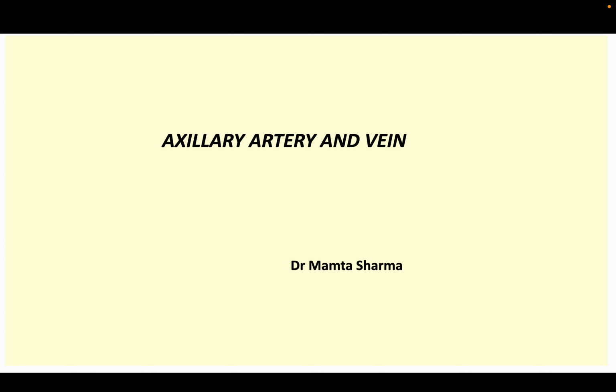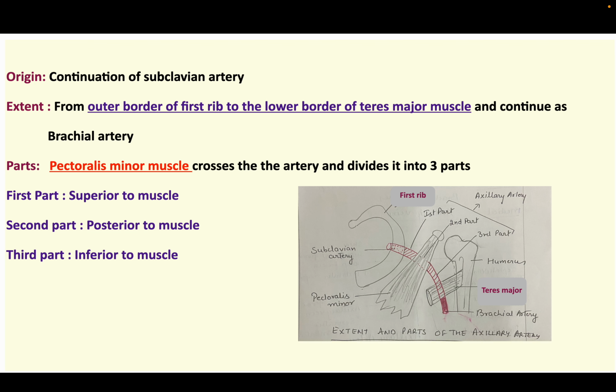We'll discuss the axillary artery and axillary vein. Sometimes you get a short note on the axillary artery and its branches. So what is this axillary artery? It is the continuation of the subclavian artery. So that is important. The extent of this artery is from the outer border of the first rib, you can see, to the lower border of the teres major muscle, and it continues as the brachial artery.